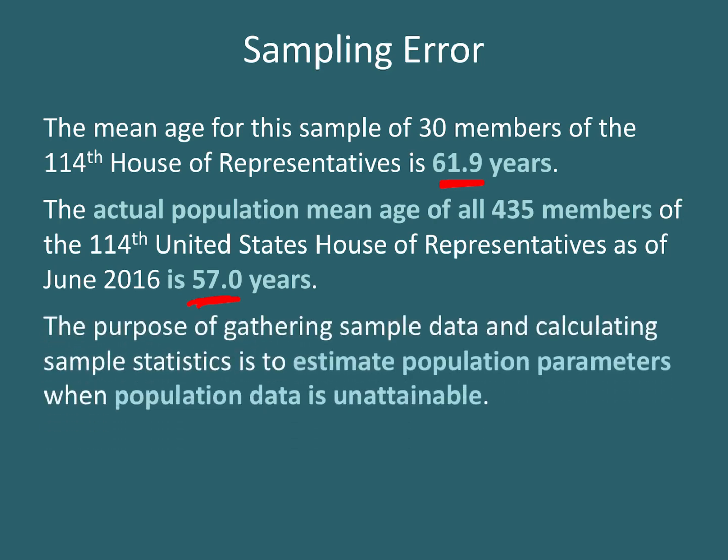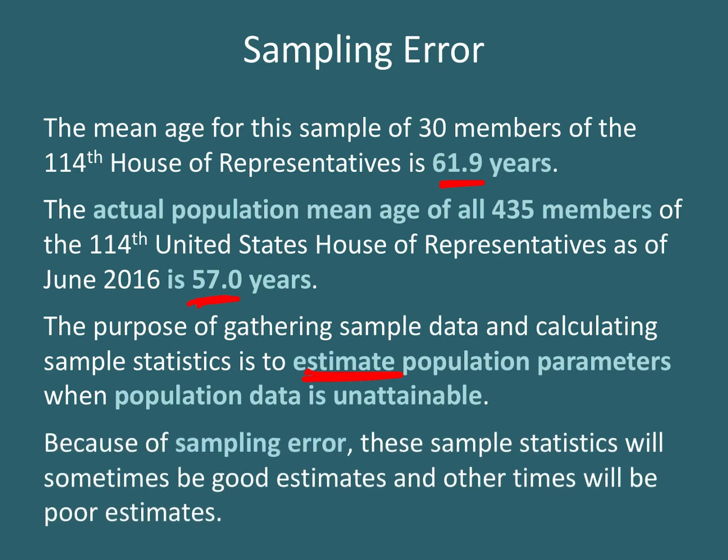Maybe it's close, but it's not quite right. But the purpose of gathering sample data and calculating sample statistics is to estimate population parameters. Sometimes, gathering all of the population data is unattainable, and gathering estimations is best. But because of sampling error, these sample statistics will sometimes be good, but other times be poor estimates.